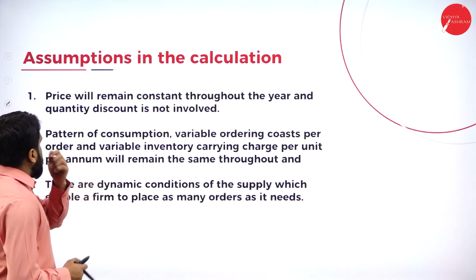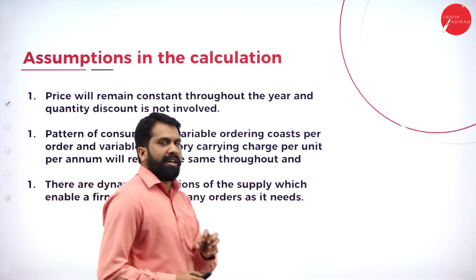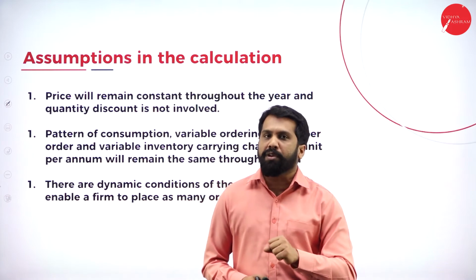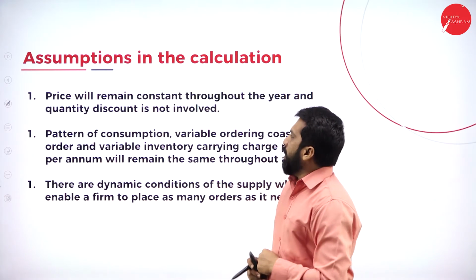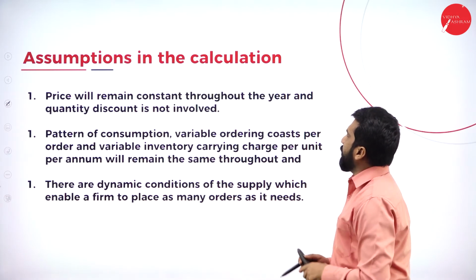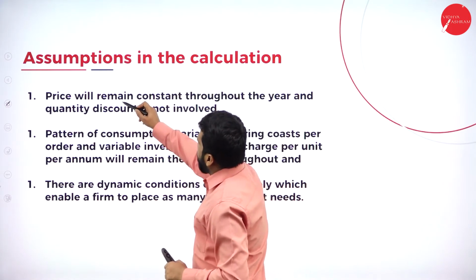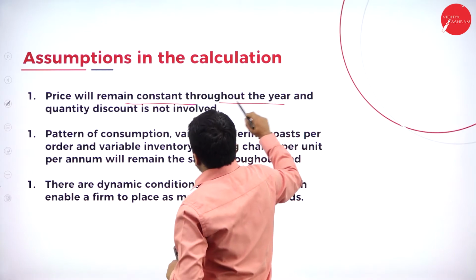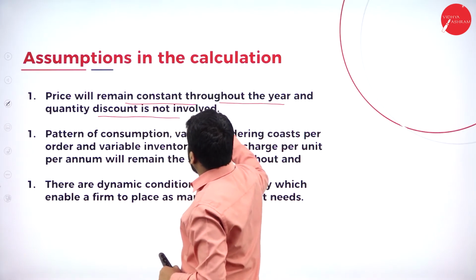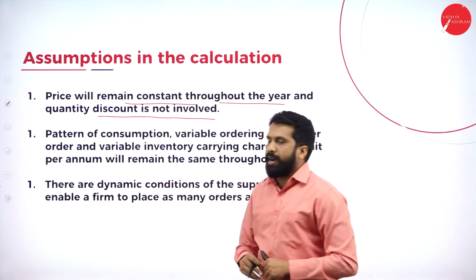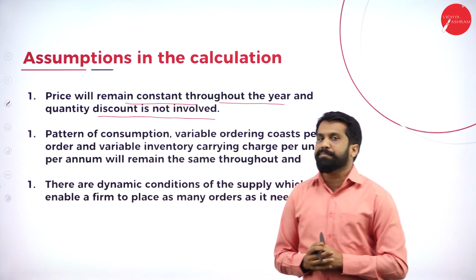Now, before we get into the problem, we will understand few things about your EOQ. Now, under EOQ, assumption in the calculation. Now, price will remain constant throughout the year and quantity discount is not involved. Now, under EOQ, we have some assumptions.